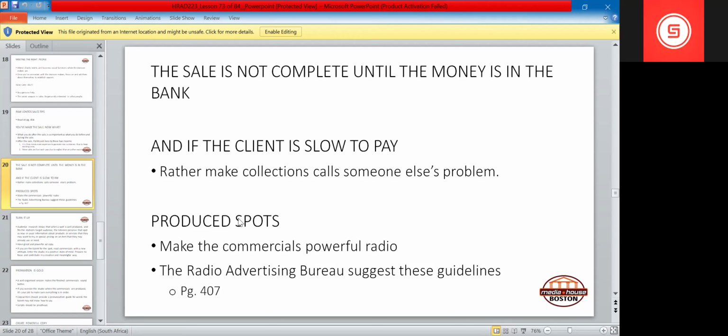Produced spots. That's obviously in terms of production, right? When I put that spot together, make the commercials powerful radio as the following guidelines. So let's go to page 407. And again, please note that this is coming from an international perspective. It's not that it's not relevant, but there are 10 points there, and we can just follow along.